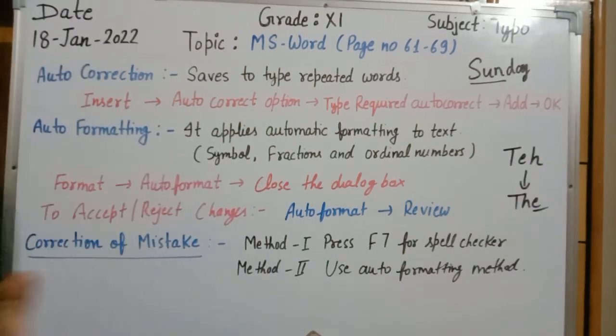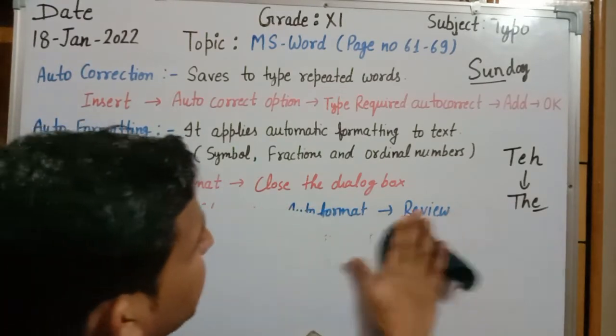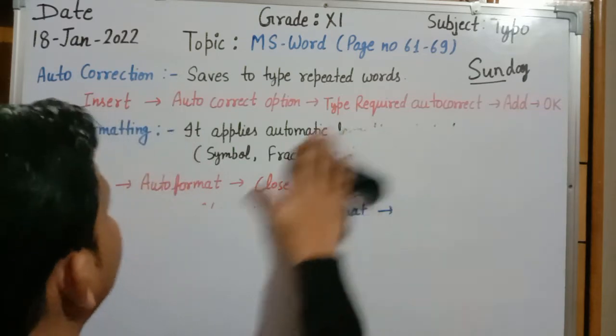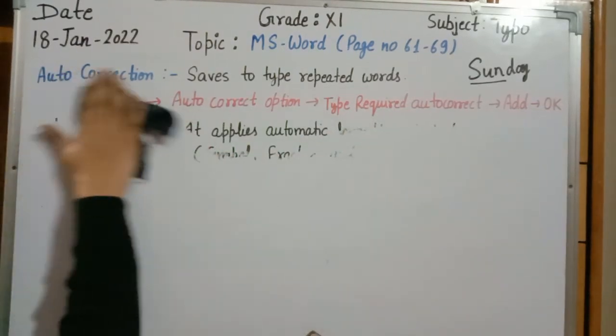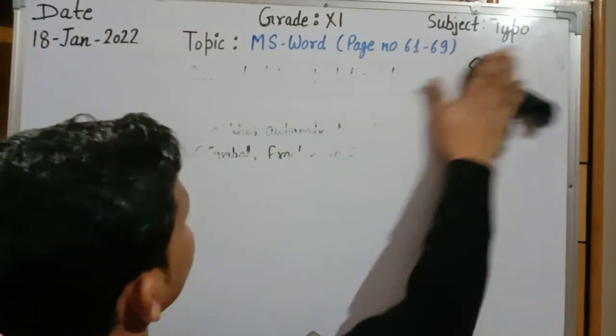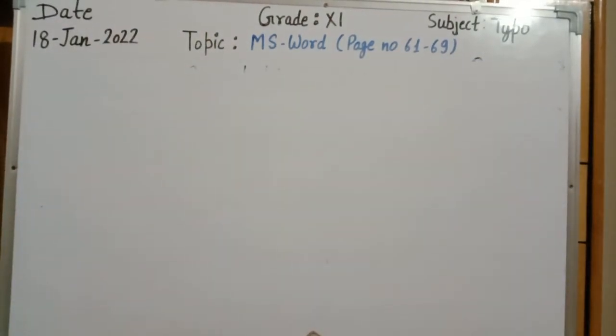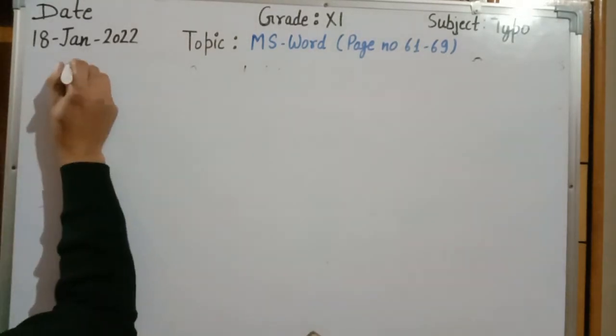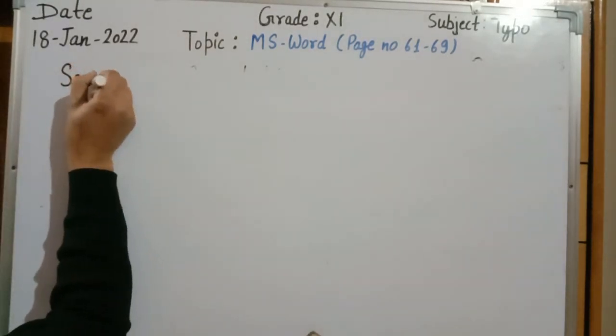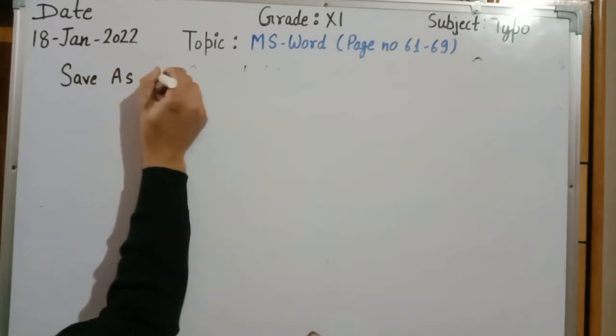Afterward, the next topic in your syllabus is related to checking the mistakes. How to check the mistakes in your document? To check the mistakes, we have some symbols and some commands, but before that we have the save as option. How to perform the save as option and how is it different from save?